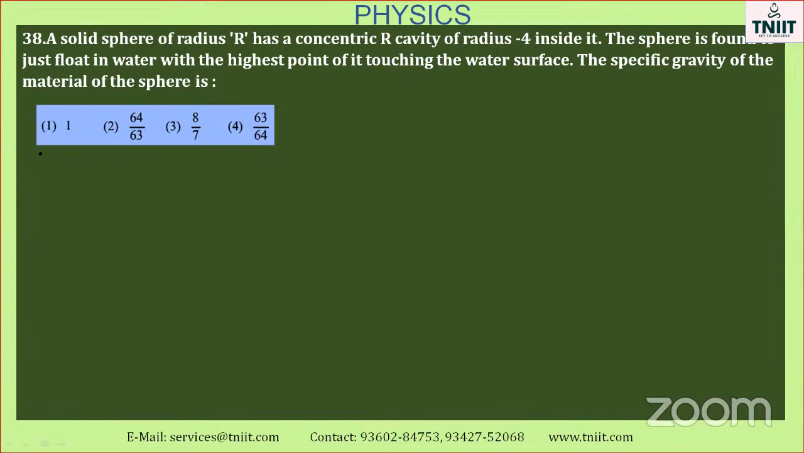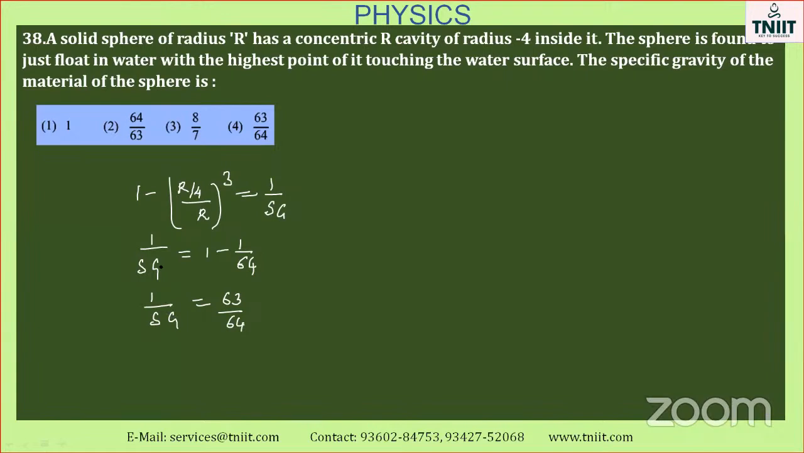Now they have given the cavity radius, right? So according to the specific gravity definition, 1 minus the second radius, which is R by 4, by the original R, whole cube. This ratio is the 1 by the specific gravity. So 1 by specific gravity is 1 minus 1 by 64. This is 63 by 64. This is 1 by specific gravity. So if you want specific gravity, take the ratio 64 by 63. You have to remember this.